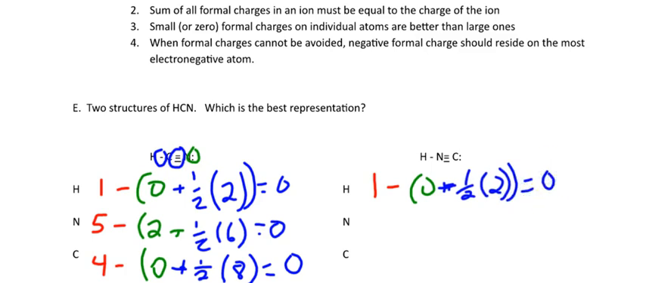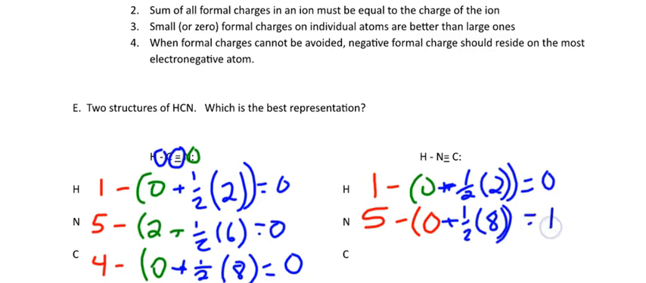Let's do nitrogen now. Okay, so nitrogen has 5 valence electrons. It has no lone pairs. Oops, that should have been green. Sorry, guys. Plus 1/2. How many total bonding electrons are around nitrogen? There's 8, so half of 8 is 4. 4 plus 0 is 4. 5 minus 4 is 1. Oh, that's not a 0, is it?